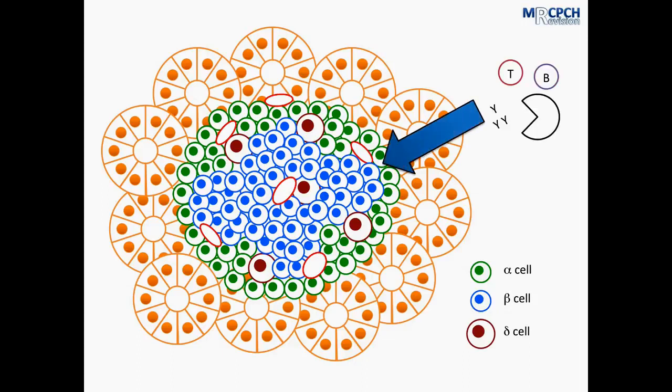So here we have the autoimmune complexes entering the islets, and that leads to a progressive destruction of the beta cells. And as this occurs, the amount of insulin secreted by the pancreas falls.